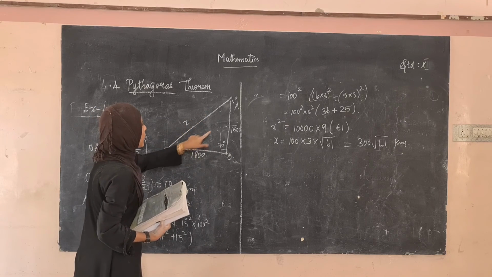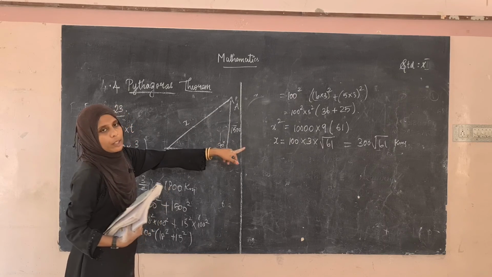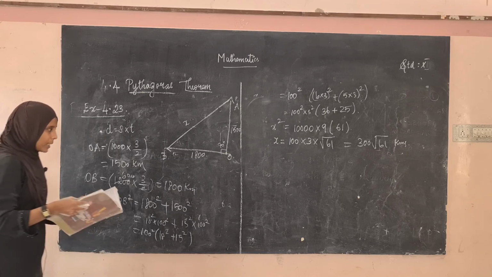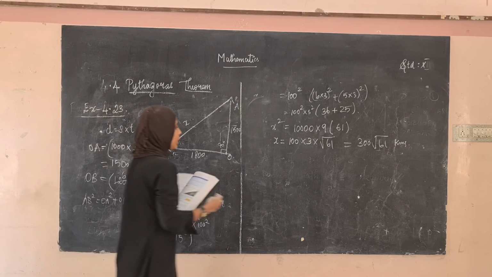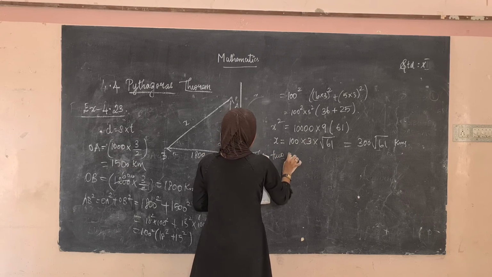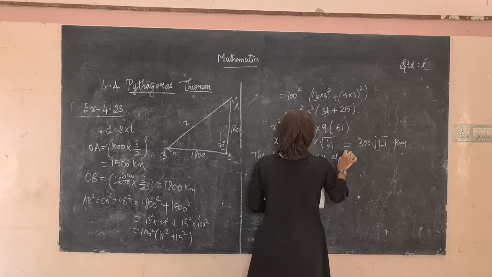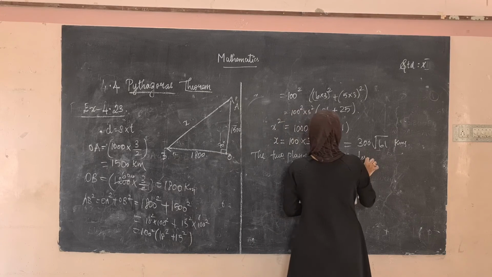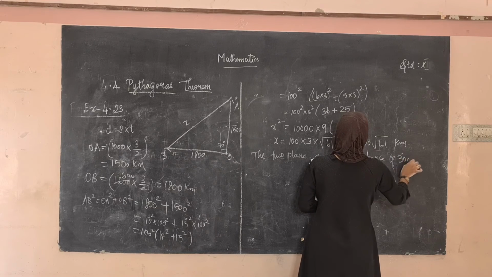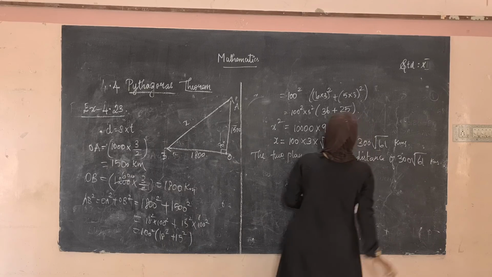So we have to find this. So x square is equal to OA square plus OB square. So that is simplification. After simplifying, we got the distance 300 into square root of 61 kilometers. So you have to write: the two planes are at a distance of 300 into root of 61 kilometers.